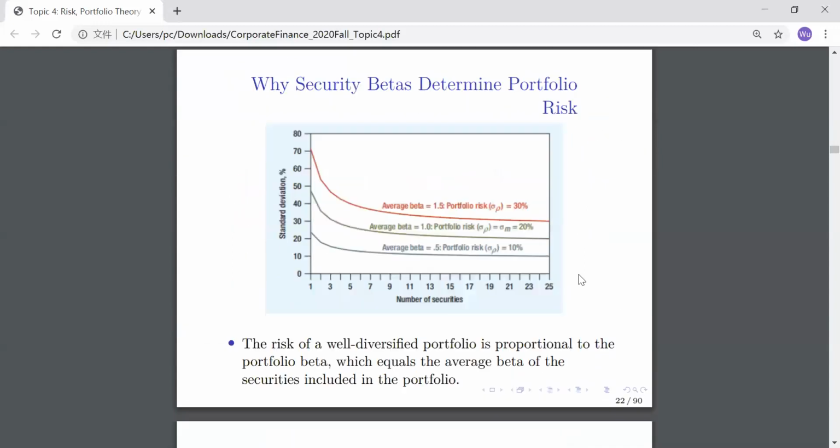So this is the example, right? It shows how beta determines the portfolio risk. So the red one has average beta 1.5, the portfolio risk is 30%. Right? Now you can see the higher the beta is, the higher the portfolio risk is.